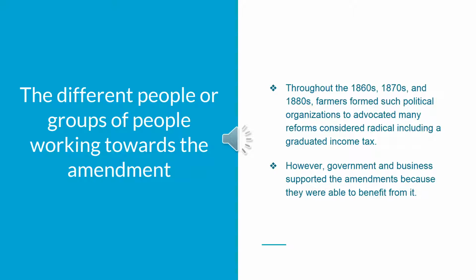The groups of people that worked towards the amendment were, throughout the 1860s, 1870s, and 1880s, the farmers, who formed political organizations to advocate many reforms considered radical, including a graduated income tax. However, governments and businesses also supported the amendment because they were able to benefit from it.